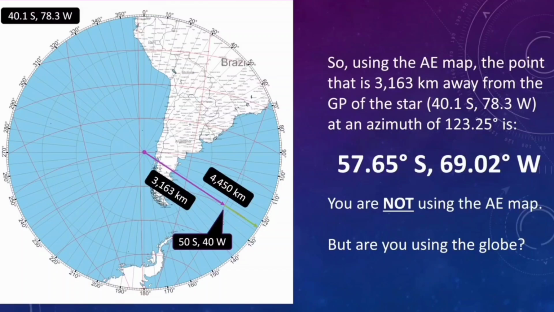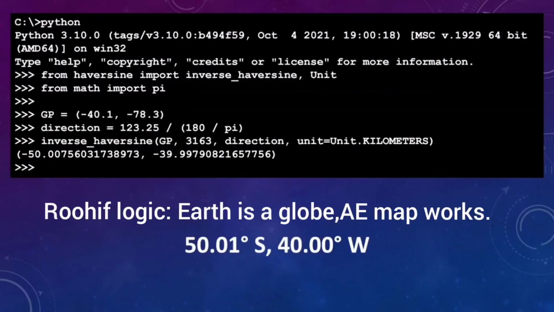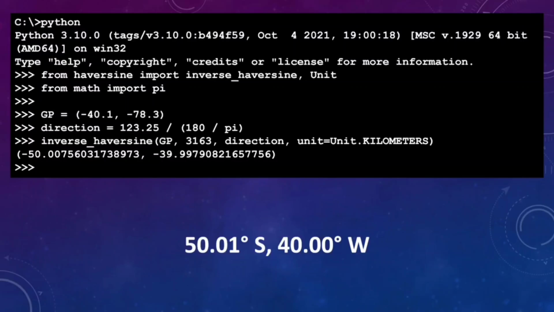And again, why in the world are you running lines all the way up to the North Pole in this coordinate system, bro? You know that's not how it works. But is it using the globe? Let's check. So again, let's plug in the coordinates for the GP of the star, so minus 40.1, minus 78.3, and we want to ask it the coordinates of the point that is 3,163 kilometers away at an azimuth of 123.25. And surprise, surprise, we get 50 degrees south and 40 degrees west.